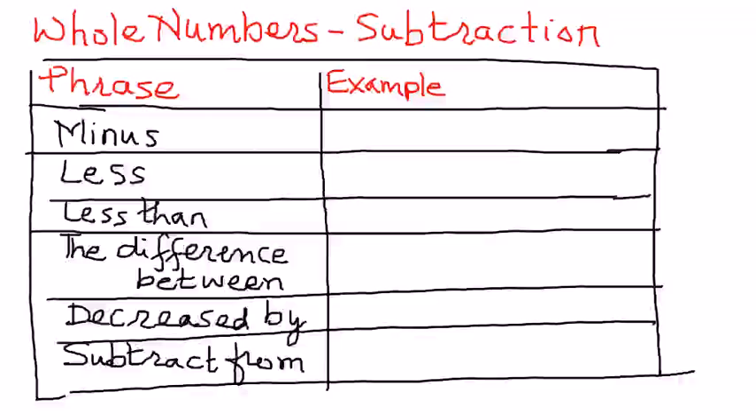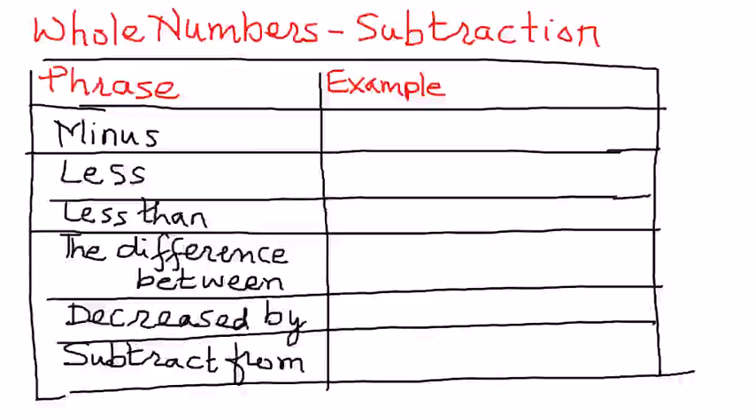Minus means subtraction. Less means subtraction. Less than means subtraction. The difference between two numbers means subtraction. When a number is decreased by, it means subtraction. Subtract from a number means subtraction. So let us look at a few examples in here. We'll take some simple examples and then be able to understand this.